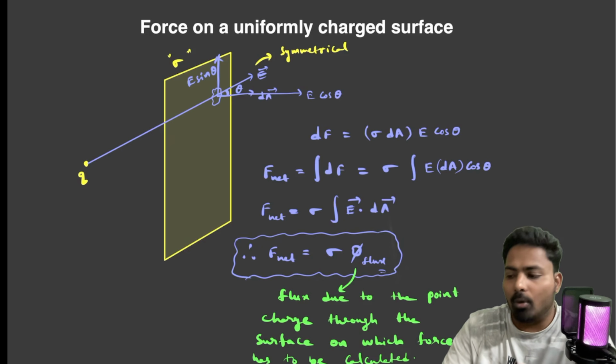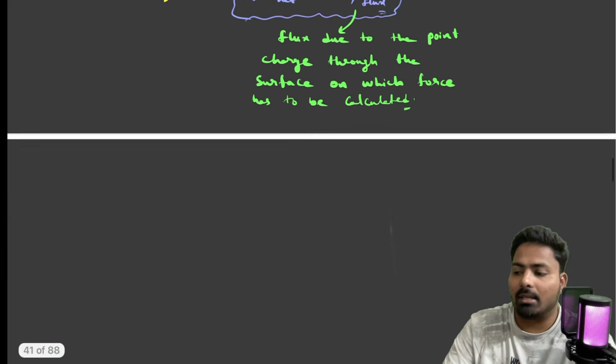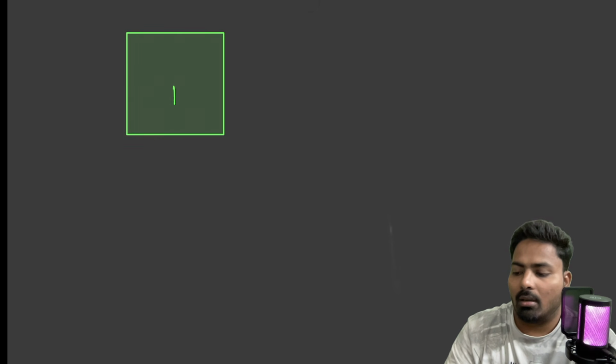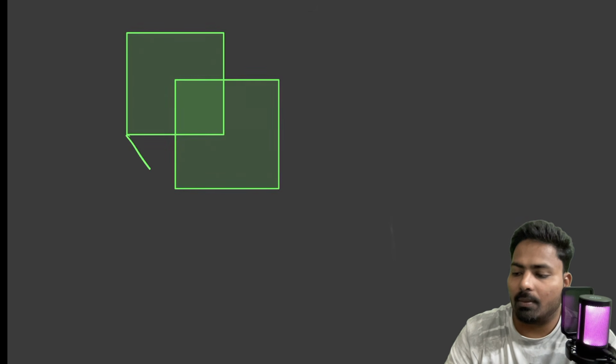So now I'm going to take up one very nice question that is given in Pathfinder. Okay, so the question goes like this. So basically they have given a cube which is uniformly charged.